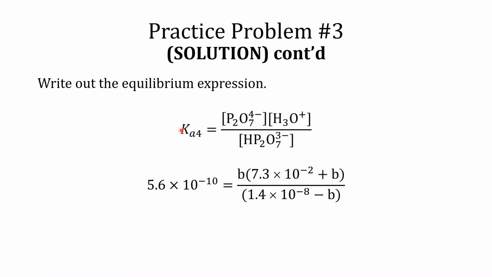The equilibrium expression for Ka4 equals the concentration of diphosphate ion times hydronium ion divided by the concentration of hydrogen diphosphate ion. If one plugs in the numbers, 5.6 times 10 to the minus 10 equals B times (7.3 times 10 to the minus 2 plus B) in parentheses, divided by (1.4 times 10 to the minus 8 minus B) in parentheses.